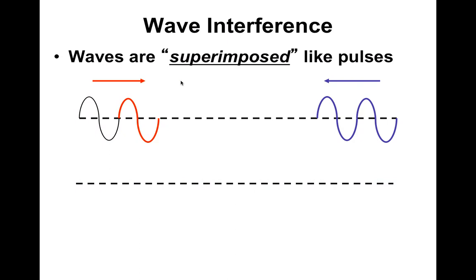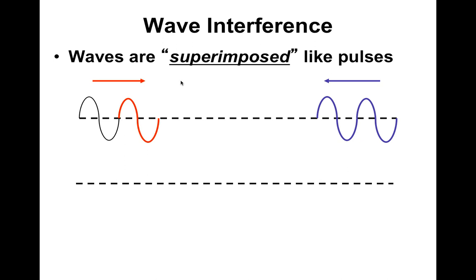So we already talked about wave interference. Here we have two waves. We have this red one on the left and the blue one on the right. When you put these waves on top of each other, or as they pass each other, that's called the principle of superposition, where you are basically combining your waves and resulting in either constructive or destructive interference.